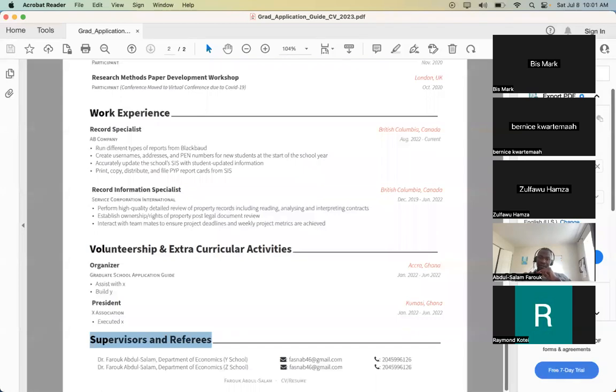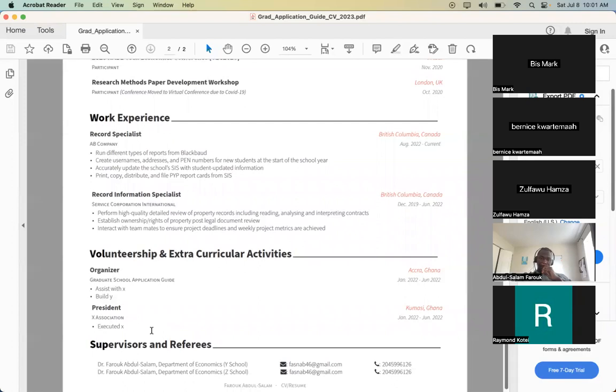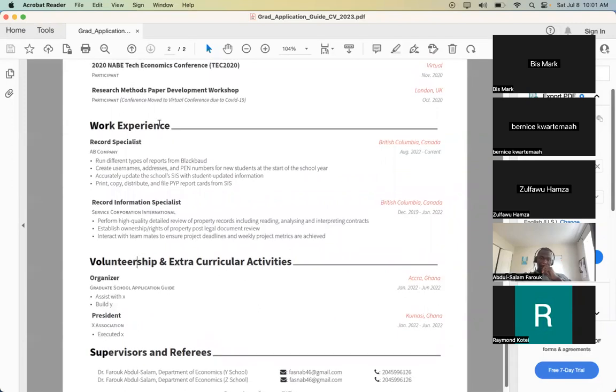Okay, so from your CV, I didn't see anywhere there was a leadership role. Can it come under volunteer or extracurricular activity? Yeah, this is where you put it. Okay. What if you are an entrepreneur, like you have a business to run? Here you can put it in the work experience. Okay. Thank you. Sure.